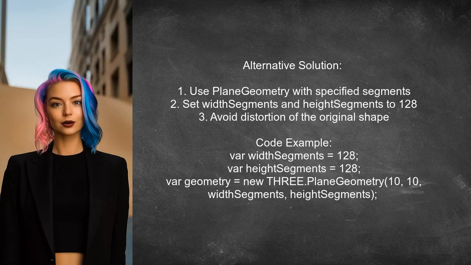An alternative approach suggested by another user involves using plane geometry with specified segments. Instead of using the subdivision modifier, which can distort the shape, they recommend setting both width and height segments to 128. This method retains the original geometry while effectively increasing the resolution.